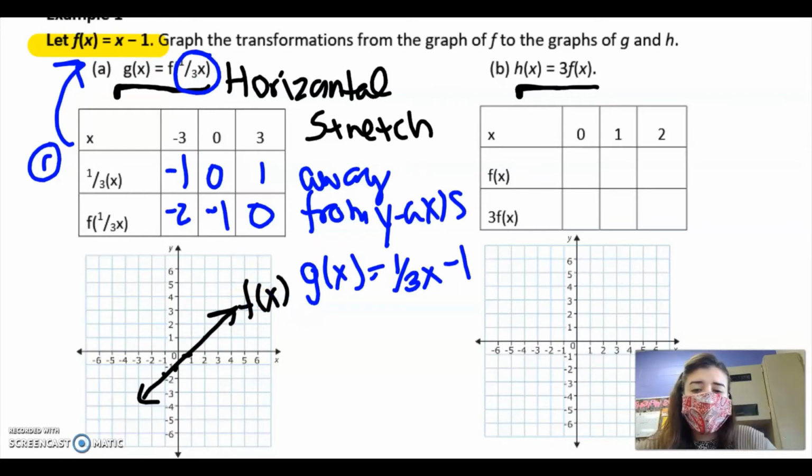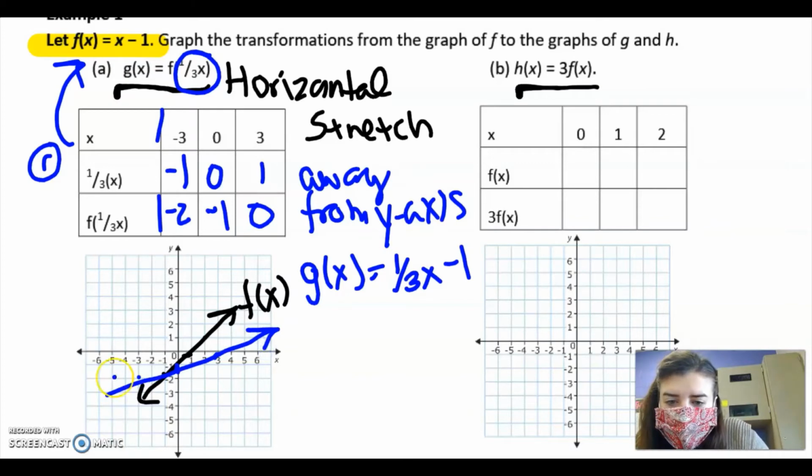If this is a horizontal stretch, the distance between the arrow and y-axis should get further. Let's check it out. We have our x values here, our final y values here, -3, -2, 0, -1. Oh, look, they have that same y-intercept. And 3 and 0. So look at how far that is from the y-axis. Now that's what you call a stretch for sure.